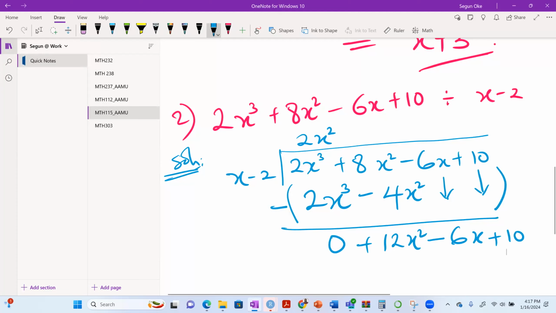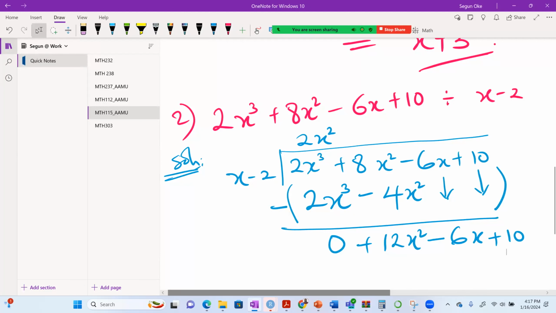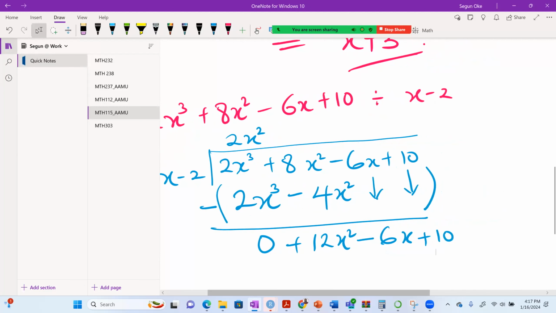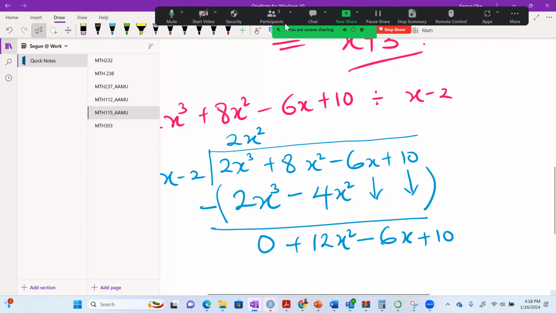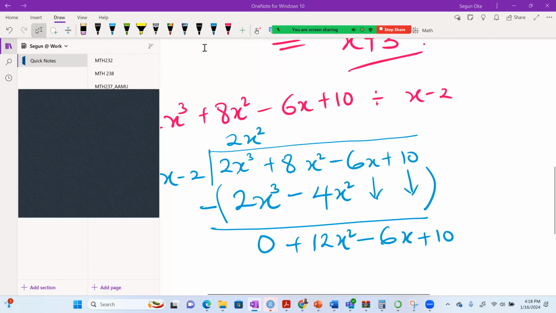So from here now, we can proceed by solving the problem. The next thing is you go back to the divisor again. You check with the divisor, what do we have there? At the divisor, we have x. How many x is in 12? Who can tell us, please? How many x is in 12x squared? Anybody?